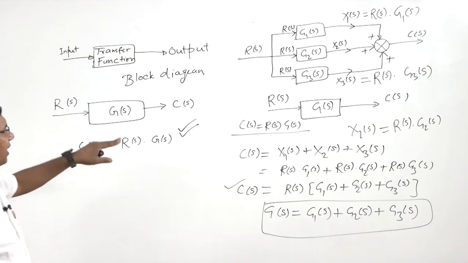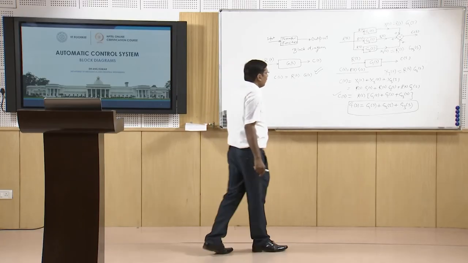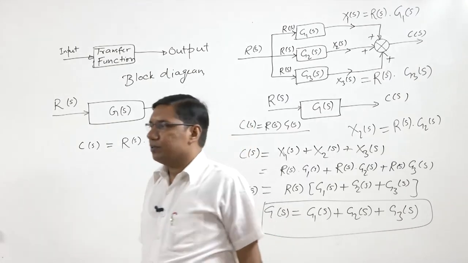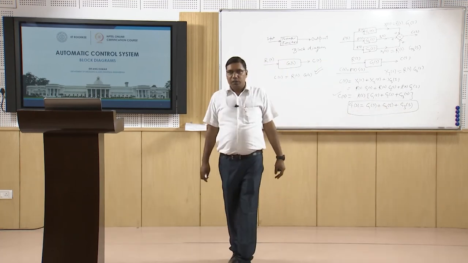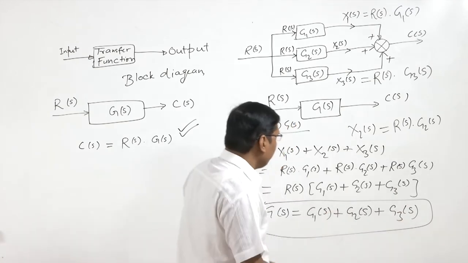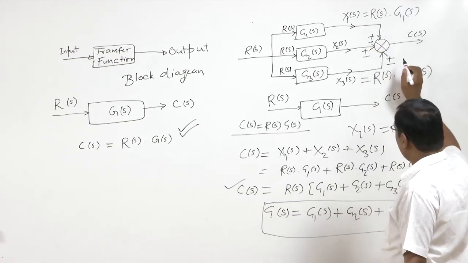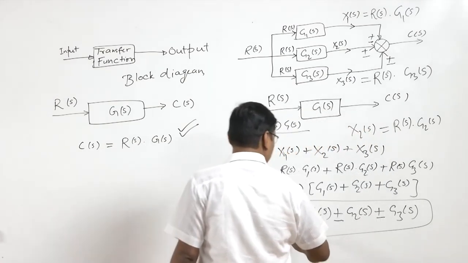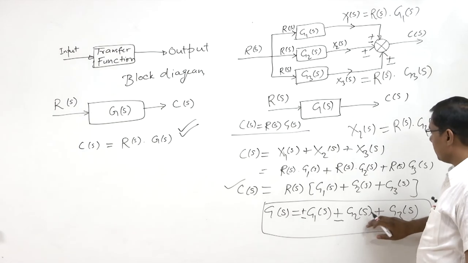So we can see that in this case, when we have three blocks in parallel and we add the outputs of these three blocks, the result is the summation of the transfer functions of the three blocks. So the equivalent transfer function is the summation of the individual block transfer functions. Now remember that if, in place of plus, there is minus, minus, minus, then there will be minus, minus, and minus. If one is plus, then it will be plus. If minus, it will be minus.